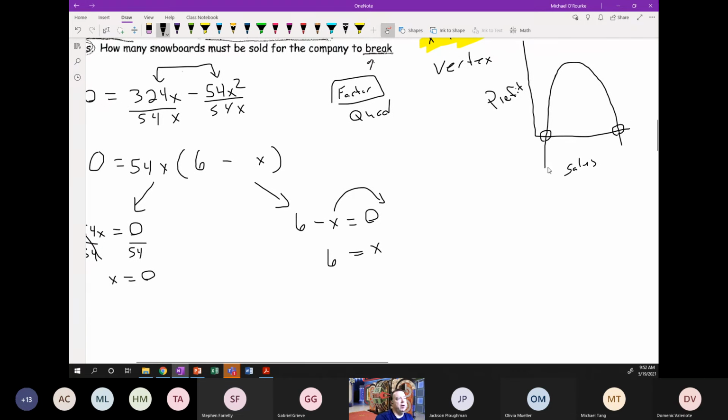So in this case, if I were to draw my graph, I know there's an x-intercept at 0 and an x-intercept at 6.